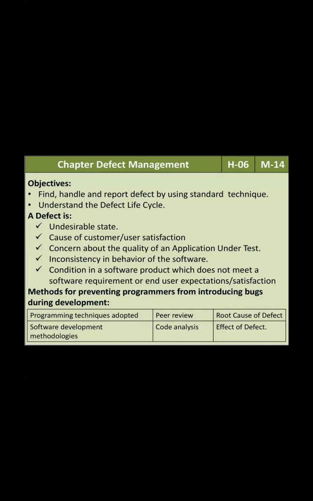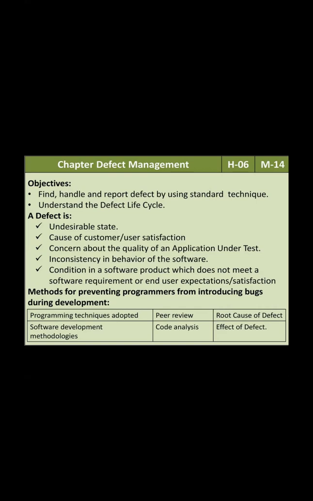The idea behind defect management is to find, handle, and report defects by using standard techniques. So the idea behind software testing and defect management is to find the hidden errors and understand the defect cycle. Simply, we cannot say this is a defect, or this is an error. It has a life cycle. We first identify, then check and inspect, then prove, then generate the report, and then we prove that it is a defect.